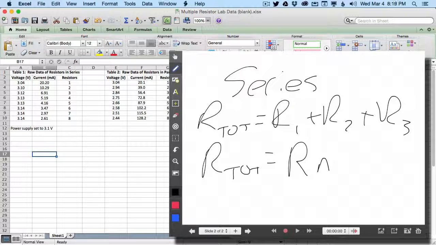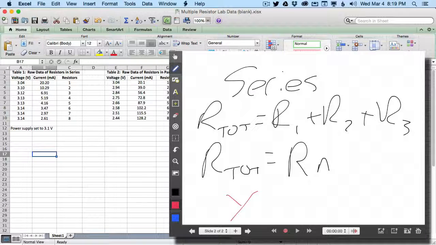Now, if you look at our data over here, we do have number of resistors, voltages, and currents. What I want to do is make a graph that's going to allow me to verify that, one, this rule is correct, and two, what the value of the resistor is. If I look at this equation, I can say that R total can be my Y value. Certainly that is a dependent variable. I did not solve for that.